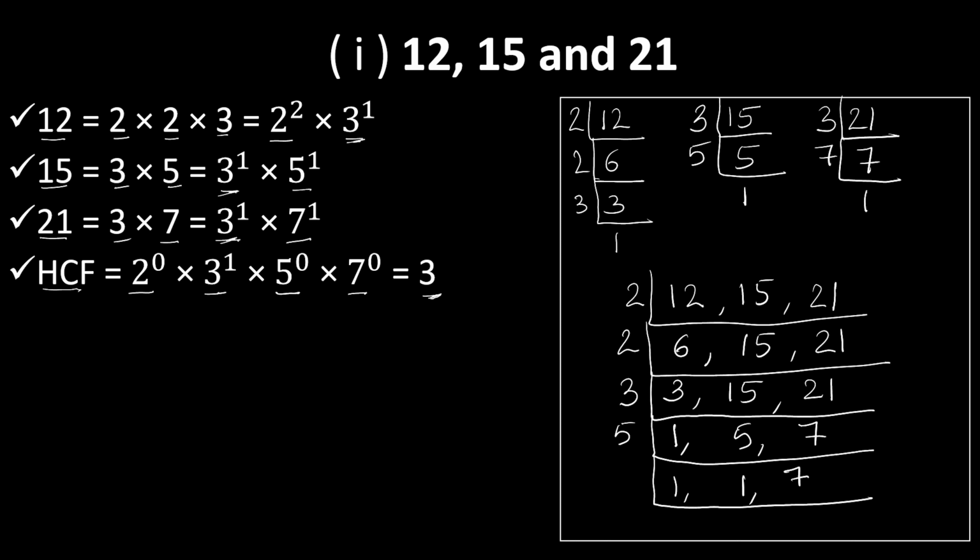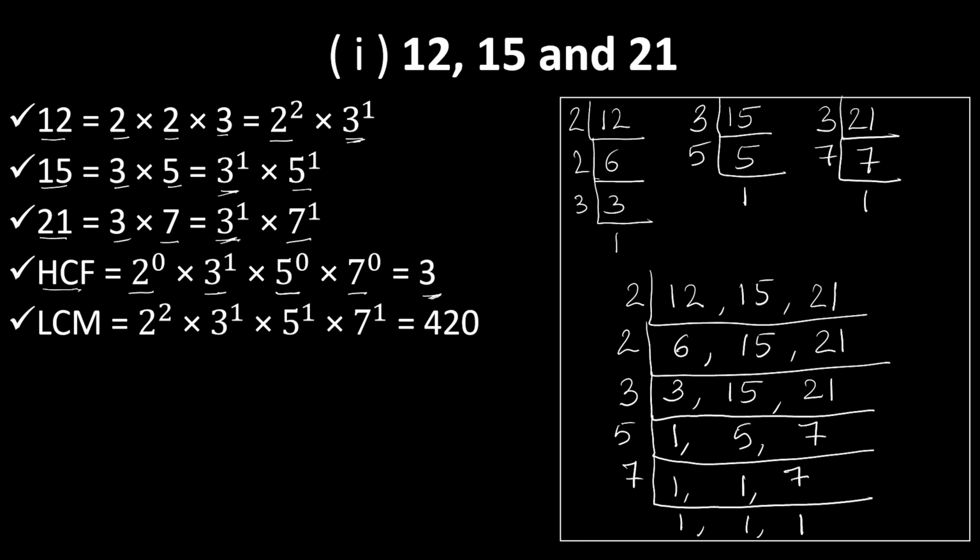If you divide 7 with 7, finally, for all three numbers, we are going to get the quotient as 1 only. So this is the way we can do the prime factorization and find out the LCM, lowest common multiple, of three numbers. We will write LCM is equal to 2 raised to 2 into 3 raised to 1 into 5 raised to 1 into 7 raised to 1. You can observe 2 is occurring twice, 3 is occurring once, 5 is occurring once, 7 is occurring once. So the product of all these numbers will give you 420.